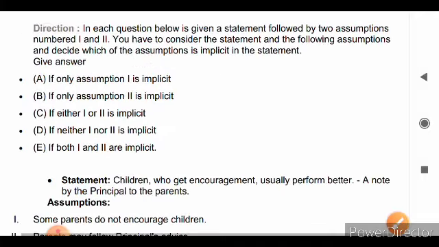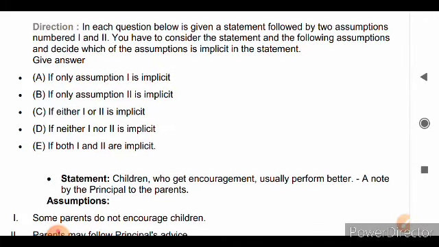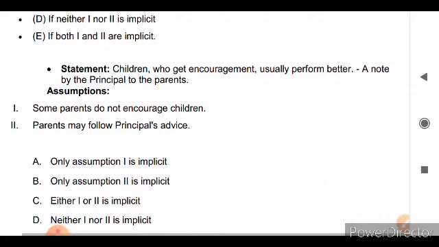Next question. Directions for question: In each question given below is given a statement followed by two assumptions numbered 1 and 2. You have to consider the statement and the following assumptions and decide which of the assumptions is implicit in the statement. Give answer A if only assumption 1 is implicit. Give answer B if only assumption 2 is implicit. Give answer C if either 1 or 2 is implicit. Give answer D if neither 1 nor 2 is implicit. Give answer E if both 1 and 2 are implicit.